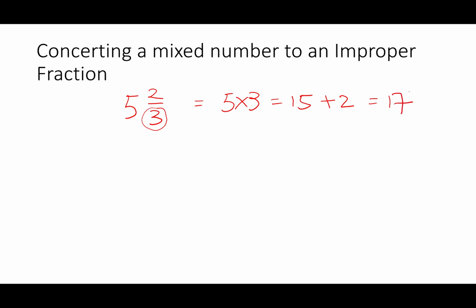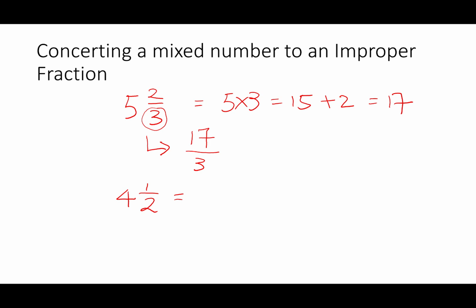So the total numerator will be 17, and the denominator remains the same. So a mixed number of 5 and 2 over 3 is equivalent to an improper fraction of 17 over 3. Right? Let's have a look at another example. If I give you 4 and 1 over 2, can you convert that into an improper fraction?